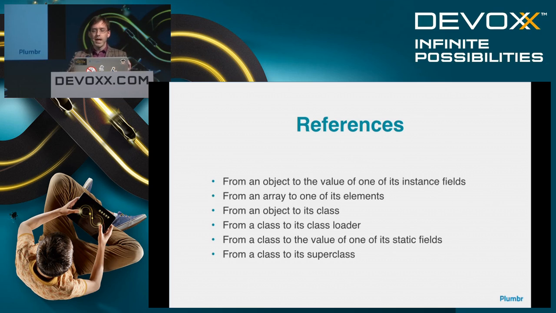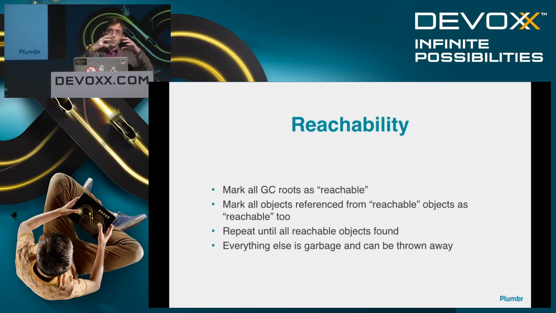Okay, you have a reference from a class to its static fields. That's easy. You have references from a class to its superclass. So we have GC roots. Whenever the garbage collector kicks in and starts hunting for garbage to throw away and reclaim some more memory, first of all, it marks all GC roots as reachable. I simplify a little bit because the real GC algorithm is a little more complicated, but that's good enough for us today.